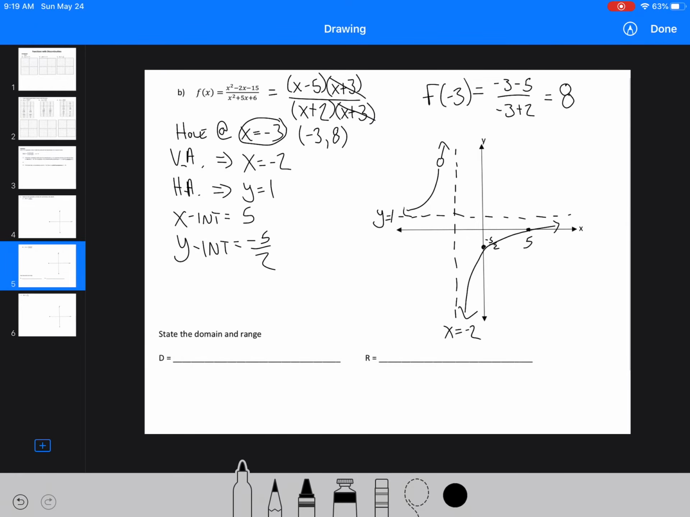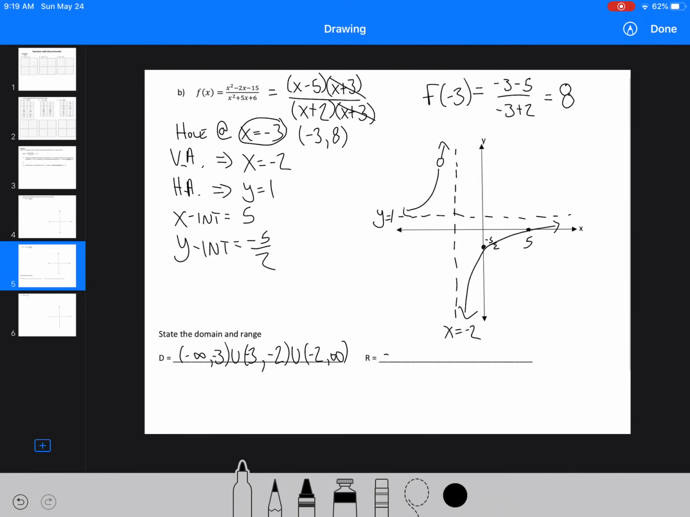And there's our graph. Now if I'm stating my domain and range, I need to remember that that hole is actually part of the domain. Okay? It's also part of the range. So our domain is from negative infinity to negative 3, and we're not including it. And then it's from negative 3, again not included, to negative 2, not included again because that's an asymptote. And then we're going to go from negative 2 to infinity.